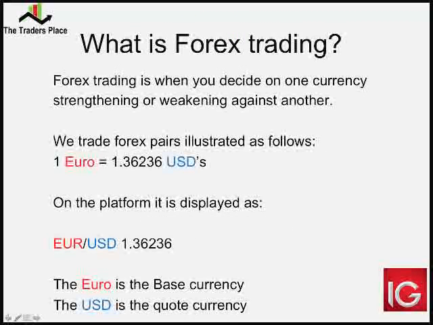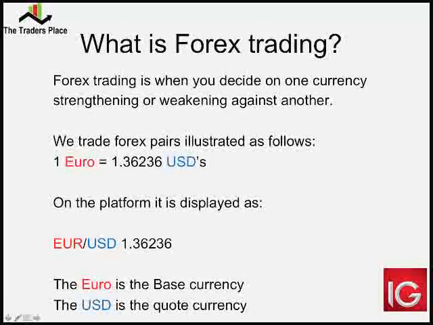Forex trading is when you decide on one currency strengthening or weakening against another currency. We trade Forex pairs, and those pairs are illustrated as follows. Underlying it would be 1 euro equals 1.36236 US dollars. On the platforms, and whenever you read about them, they are displayed as euro/USD 1.36236, and that would be the quoted price of that pair.